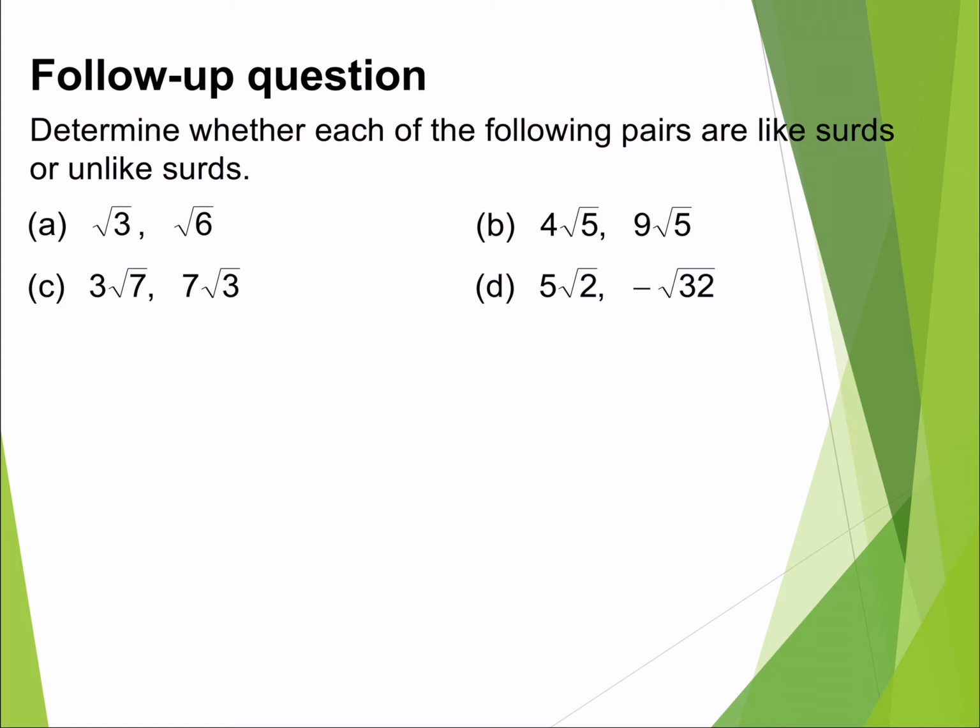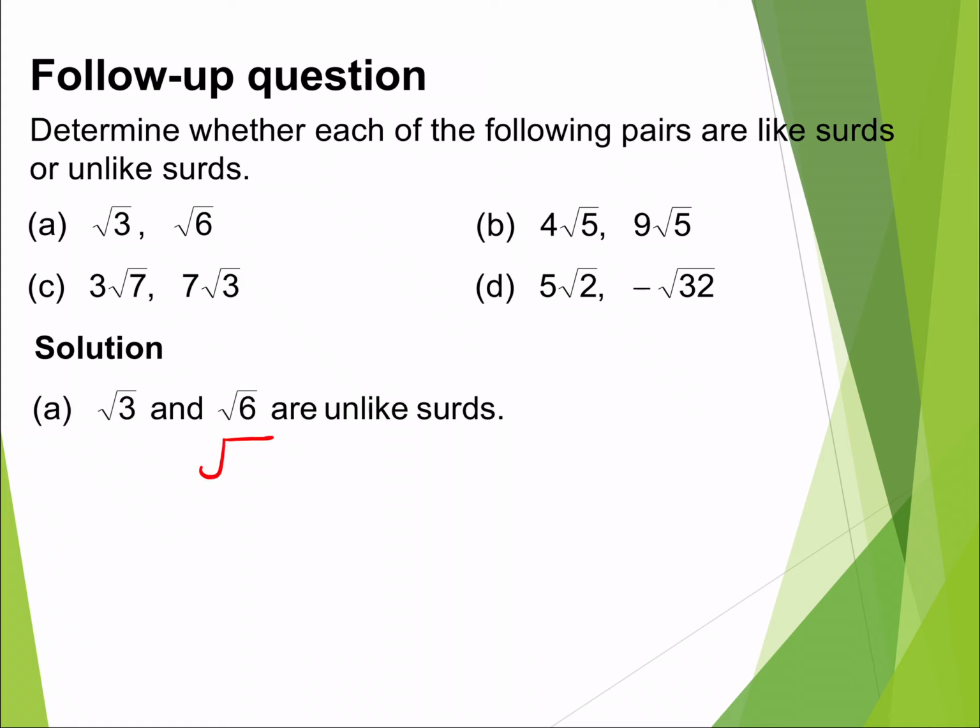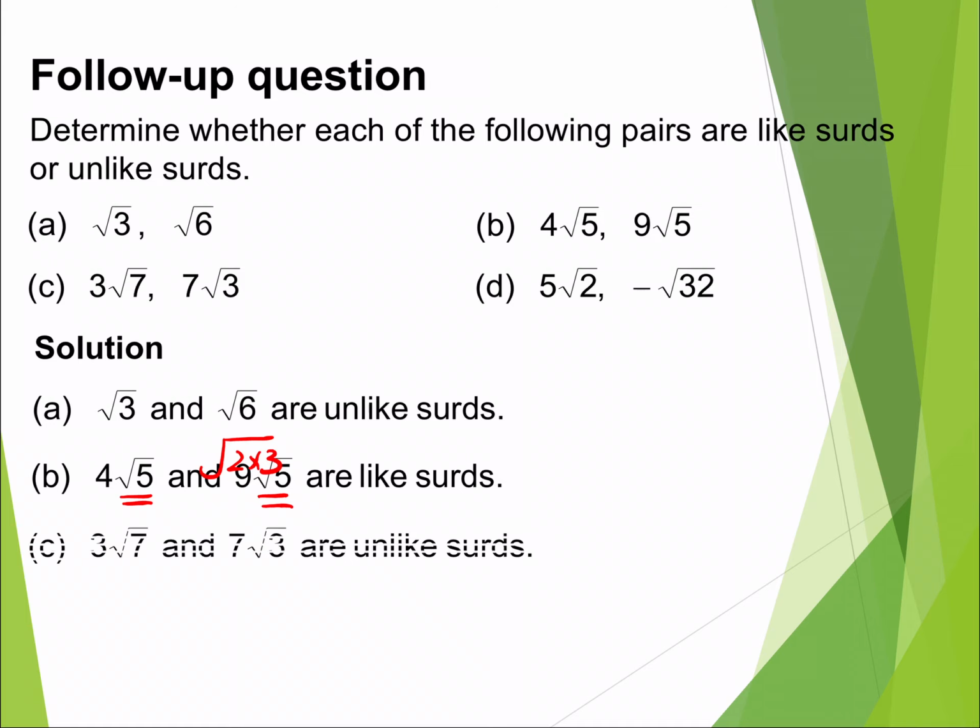So some follow-up questions. Distinguish each of the pairs as like or unlike surds. Part A, they are unlike, because 6 equals 2 times 3, okay? No square number, so we cannot simplify square root 6. They are unlike surds. For part B, both numbers contain square root 5, so they are like surds. For part C, square root 7 and square root 3 are different, so these 2 are unlike surds.